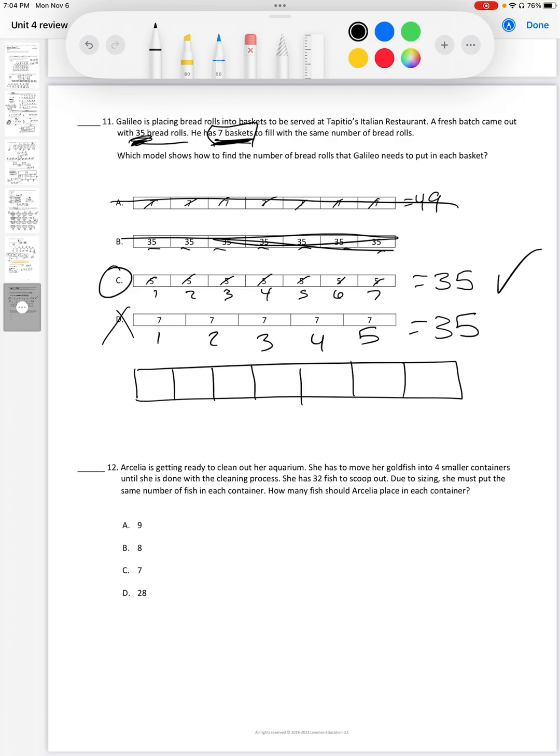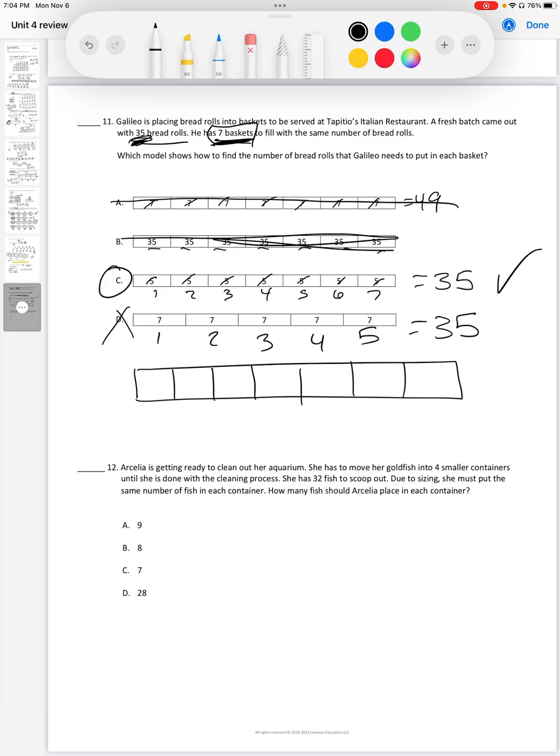Arcelia is getting ready to clean out her aquarium. She has to move her goldfish into 4 smaller containers until she is done with the cleaning process. She has 32 fish to scoop out. Due to sizing, she must put the same number of fish in each container. How many fish should Arcelia place in each container?